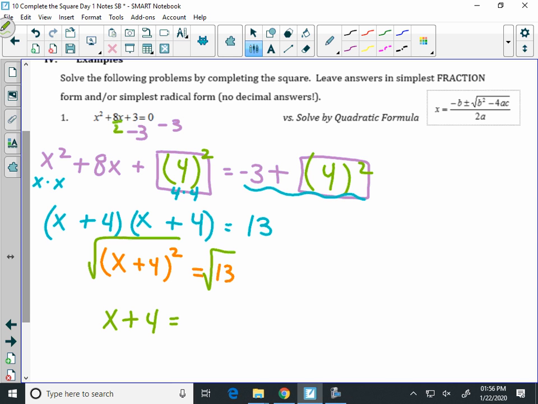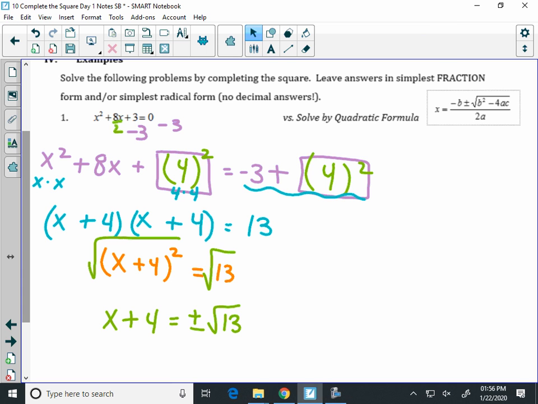Really, really, really important. When you're solving an equation and you take the square root, you have to put a plus or minus sign. I'm going to show you why. So you have to write plus or minus. Can we take the square root of 13? Nope, so you leave it as radical 13.